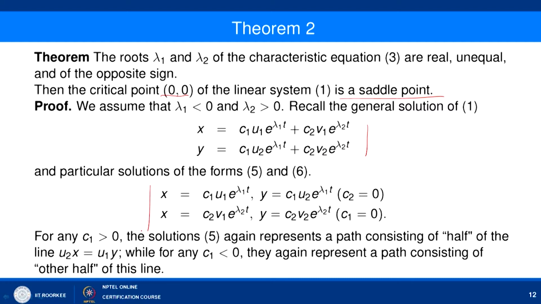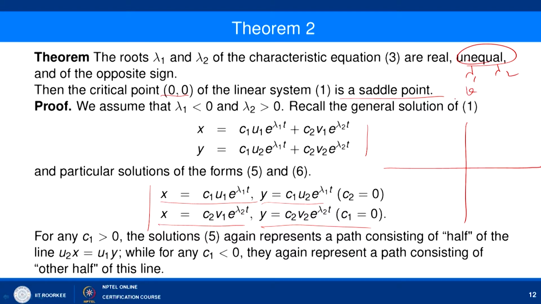And the particular solution in the case when c2 is equal to 0, we call x equal to c1 u1 e to power lambda 1 t, y equal to c1 u2 e to power lambda 1 t, and similarly in the case corresponding to c1 equal to 0. So in this case we can simply write that you have lambda 1 and lambda 2. Since these are unequal, we have say u eigenvector and v eigenvector. So u and v are linearly independent eigenvectors, right, and let us say u is given by (u1, u2) and v is given by (v1, v2).